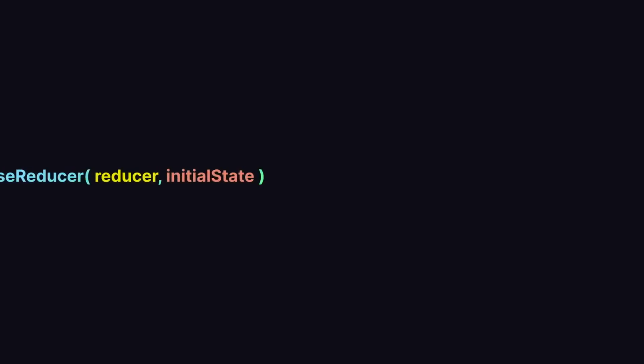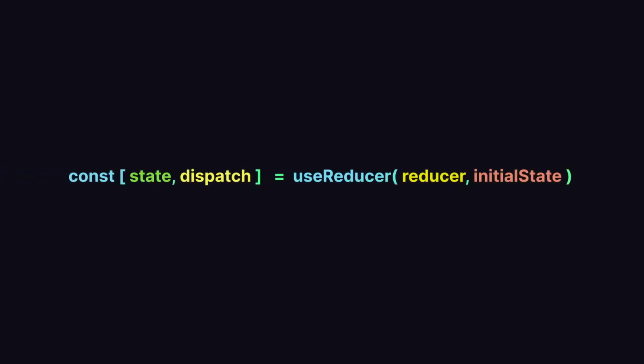So now this is how the syntax will look like. First of all, we have our use reducer, and we are now passing the reducer function and also the initial value for that, and we are now destructuring the state and also the dispatch. So what does all of that even mean?